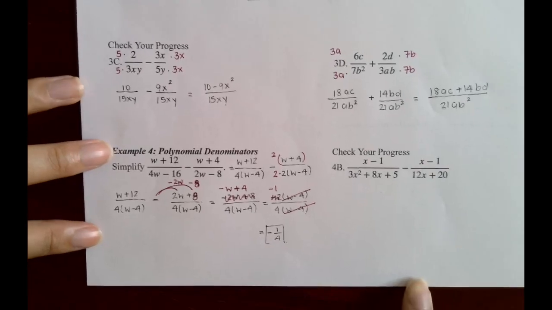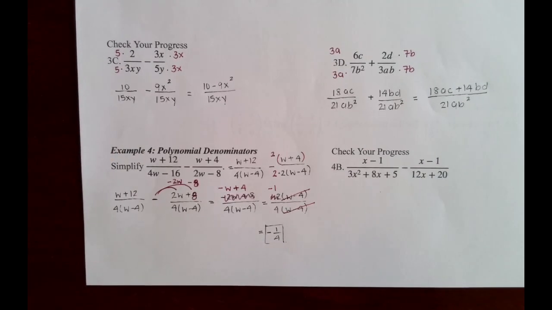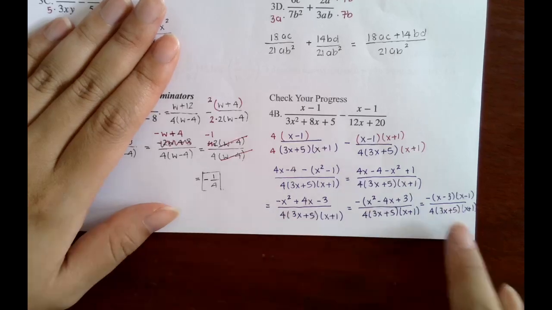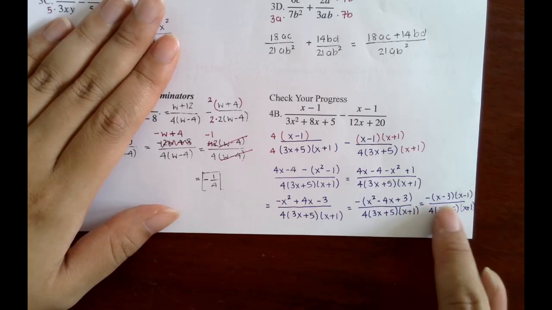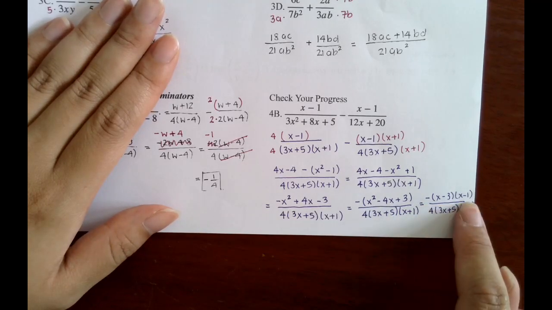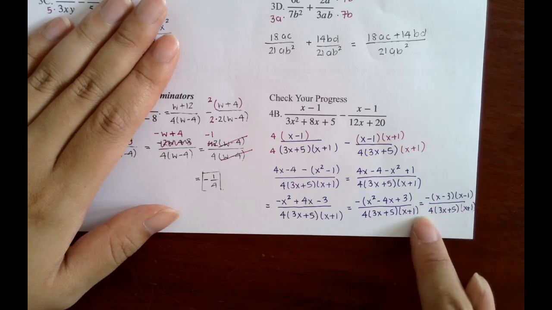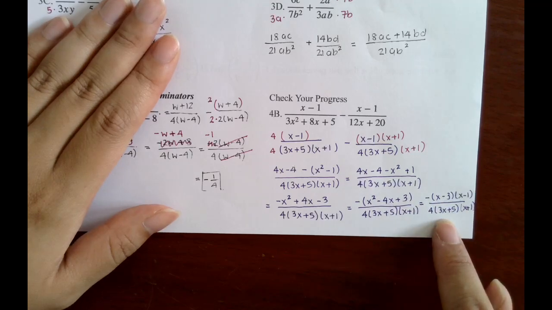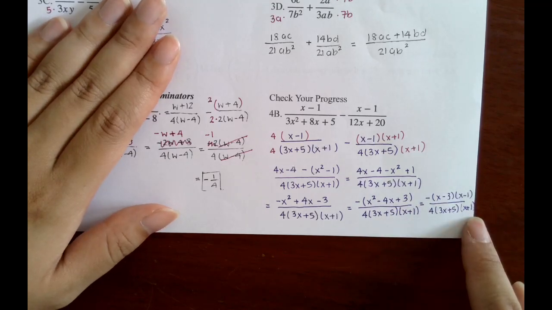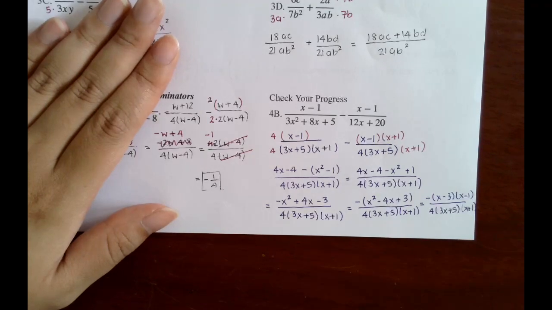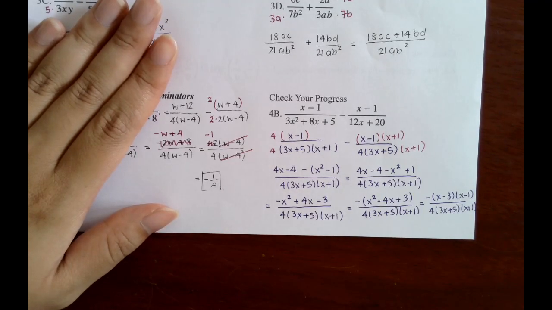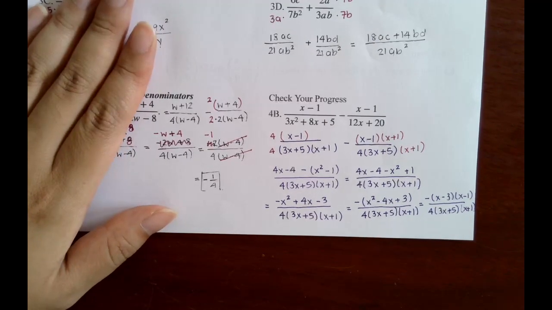Okay, why don't you try CYP 4B, and then once you're done, come check your answer. You should have gotten as the numerator negative, quantity of x minus 3, quantity of x minus 1, over 4, quantity of 3x plus 5, and quantity of x plus 1. If you got that right, you can move on to the next example. If not, here's your explanation.